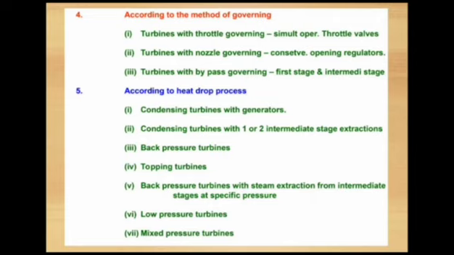According to the heat draw process, first, the condensing turbines with generators, second, condensing turbine with one or two intermediate stages of extractions. Third one is a back pressure turbine, the fourth one is a topping turbine, and the fifth one is a backup pressure turbine. Next one is a low pressure turbine, mixed pressure turbine.